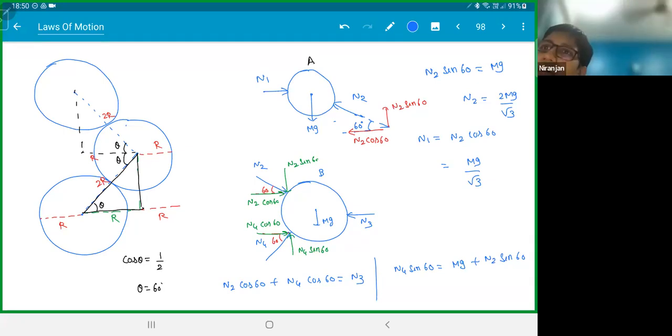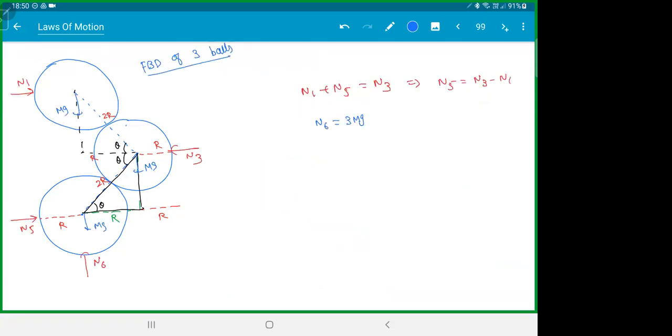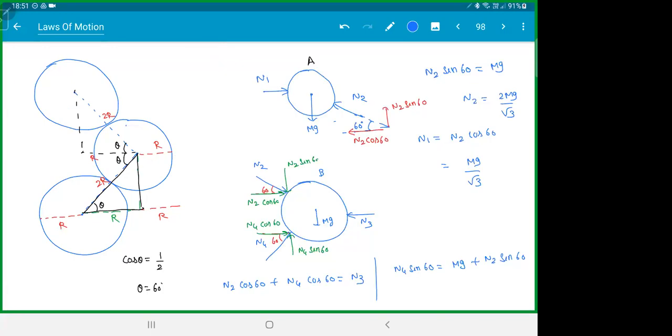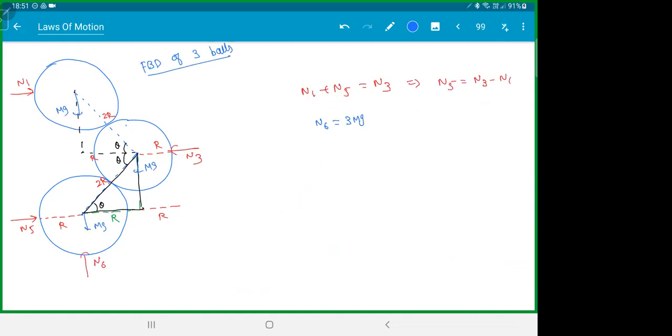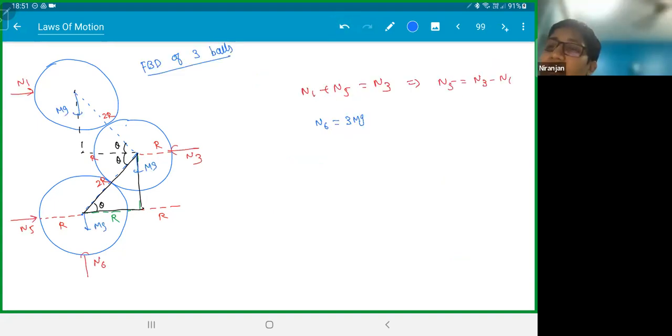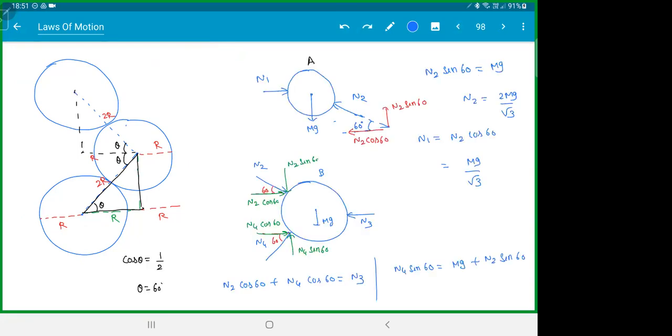Sir, I didn't get it. How much is N5 coming? N5 is N3 minus N1, right? Sir, N5 is coming 2 mg by root 3. But according to the one which you sent, I got N1 as mg by root 3 and you got N3 also mg by root 3. They're cancelling out, right? No, sir, I forgot to put the slash there. Oh, okay. It is mg root 3. This is not mg by root 3, this is mg root 3.